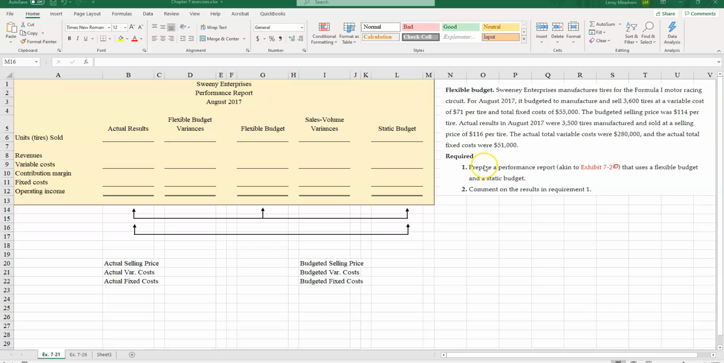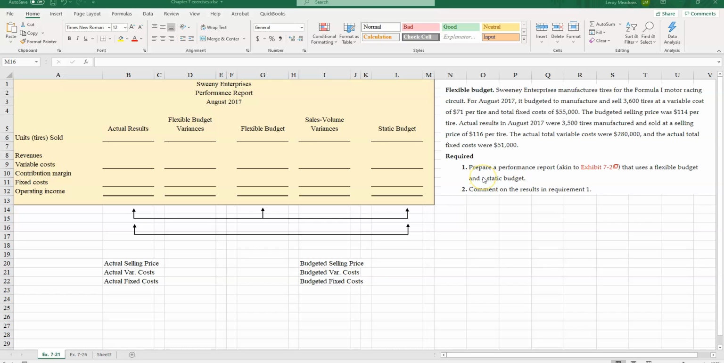So we're asked to do two things: prepare a performance report, similar to the one in Exhibit 7-2 in your book. And if you need to, go ahead and pause the video to look at that exhibit, please go ahead and do so. But we need to prepare a performance report that uses the flexible budget and a static budget. And then second of all, we're going to comment on the results in requirement 1 and discuss those.